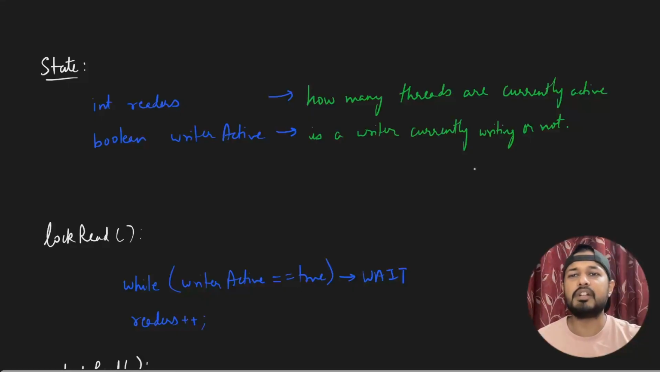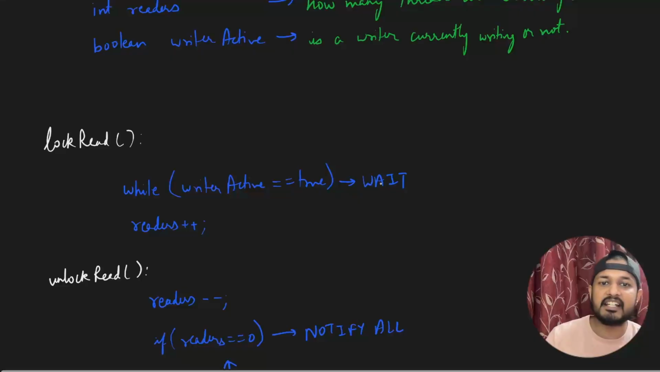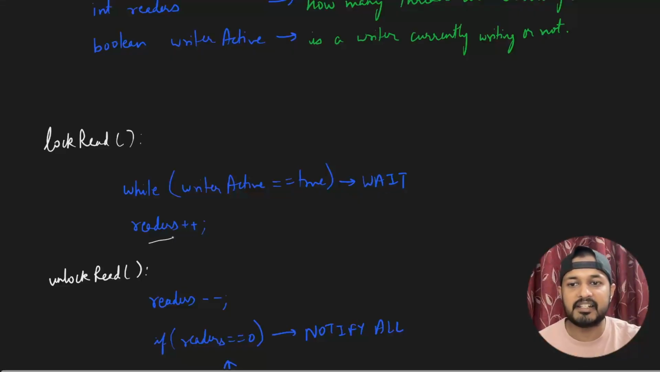Now let's think about each operation one by one. Whenever a reader wants to read, what is the kind of lock we want to acquire? Suppose our lock's name is lock read, right? So when is it not safe for a reader to enter? Only one case, when a writer is actively writing, right? So if a writer is actively writing, then the reader will have to wait, otherwise it is safe to enter. Just increment the reader count, acquire the lock and proceed, right?